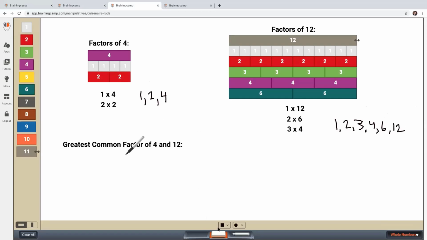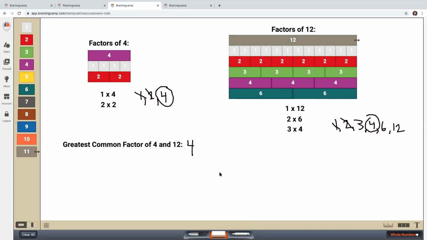And I want to find the greatest common factor. So which factor within these two lists do I have the greatest number? So I know that they both share 1, but they also share some other numbers. They both have a factor of 2. Let's see, 4. Oh, look, here we go, right there, 4. So the greatest common factor of 4 and 12 is 4.